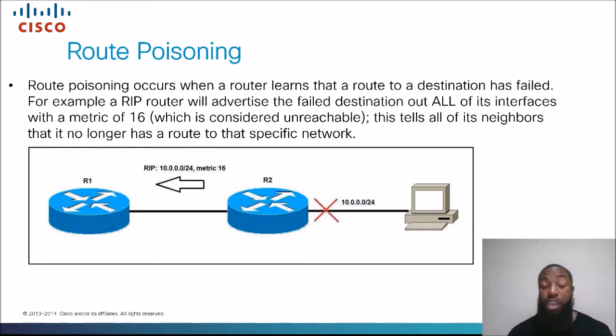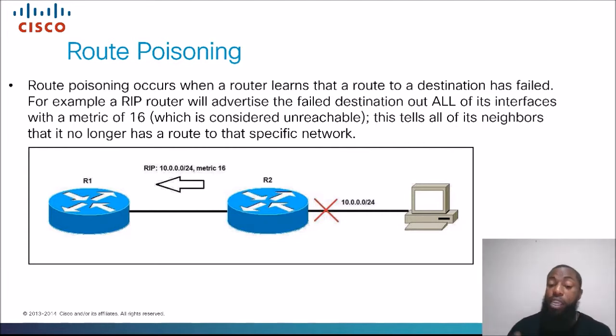Well, OSPF and EIGRP do it in different ways. Anyways, this tells all of its neighbors it no longer has a route to that specific network. As you can see, if you look at this topology right here, we have the 10 network on the right-hand side, right? Let's say the 10 network goes down. So Router 2 would send an update with a metric of 16 and say, hey, Router 1, to get to the 10 network, it's 16 hops away. Router 1 is going to be like, oh, that's too far. RIP, if it's more than 15 hops away, then I need to take this off my routing table. And that's essentially what it does. And that's what route poisoning is.